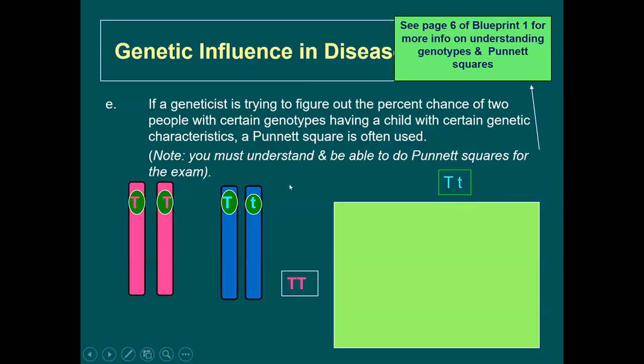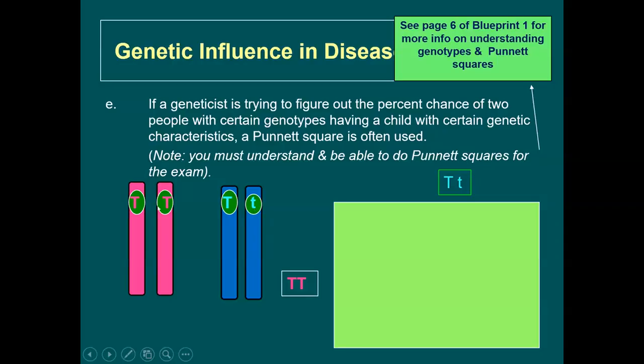So when we look at this example, we can see that mom has, for this disorder or physical trait, let's say that T is for crooked teeth, the dominant gene of the capital T is for crooked teeth, and the lowercase is going to be for straight teeth.